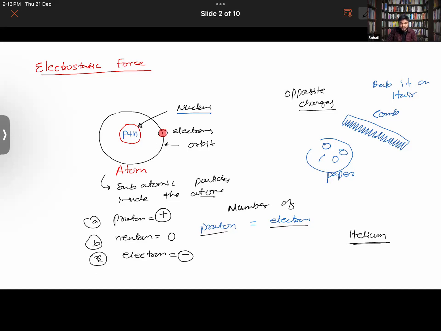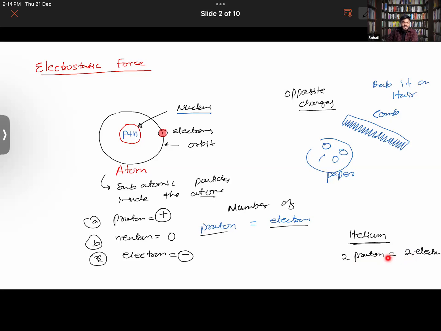Now talking about helium. Helium is an element, everyone knows this. Helium has got 2 protons and 2 electrons in it, let's say. So the number is equal here, right? So thereby it is having no charges on it. If the numbers of protons and electrons are equal, it has no charge.